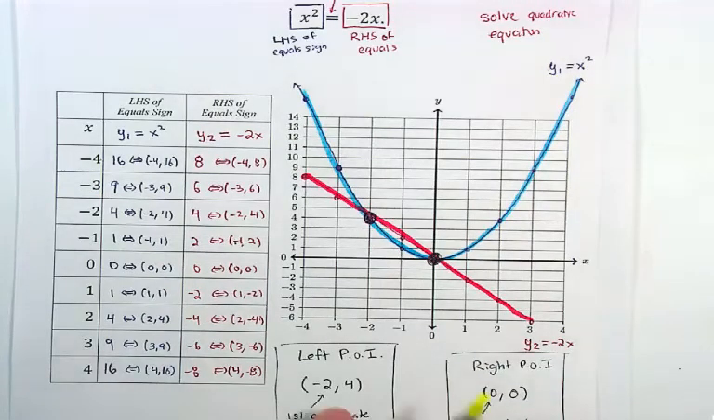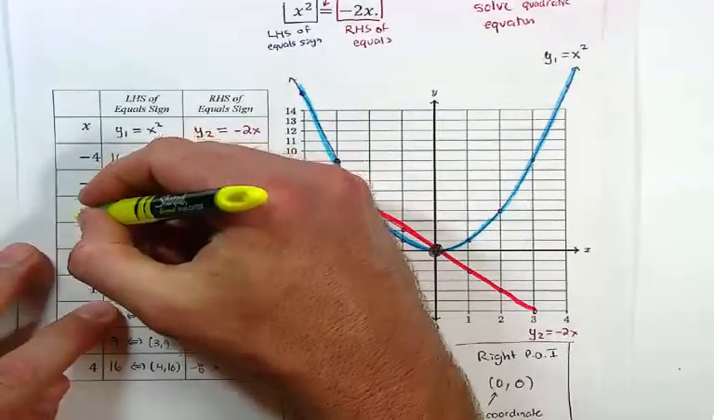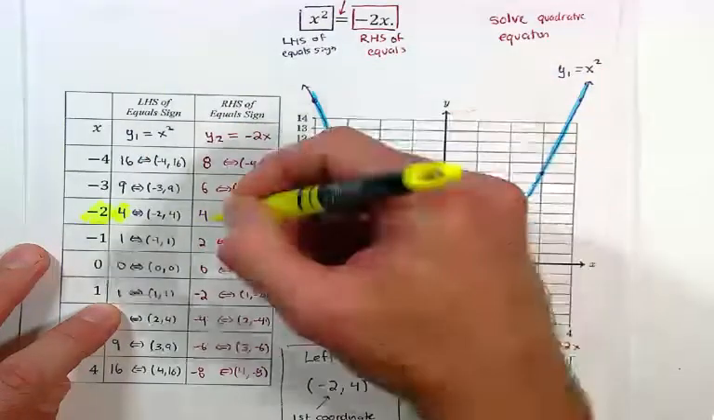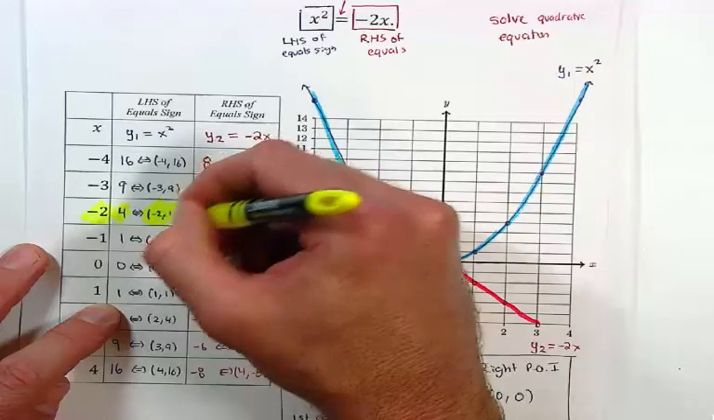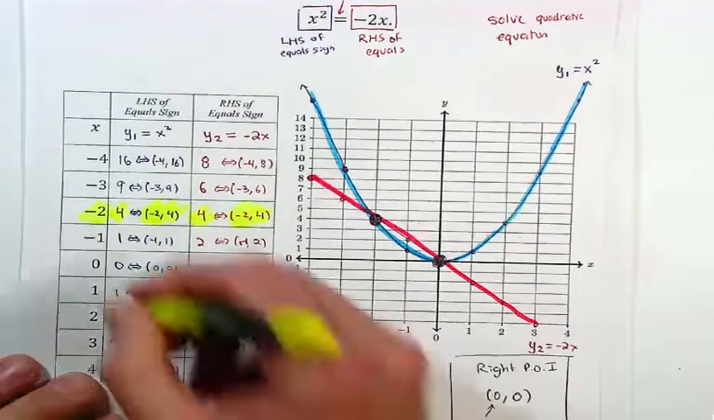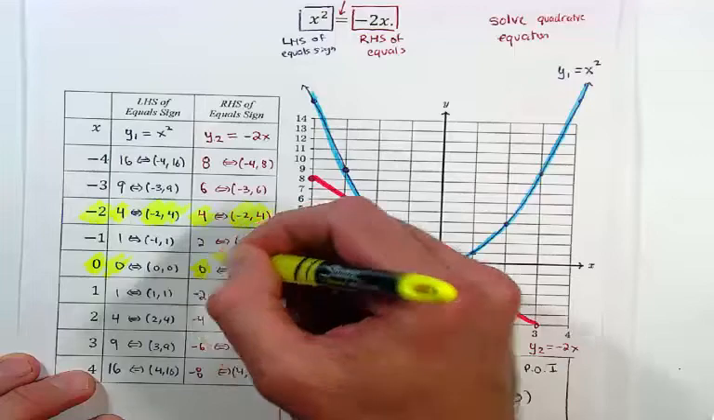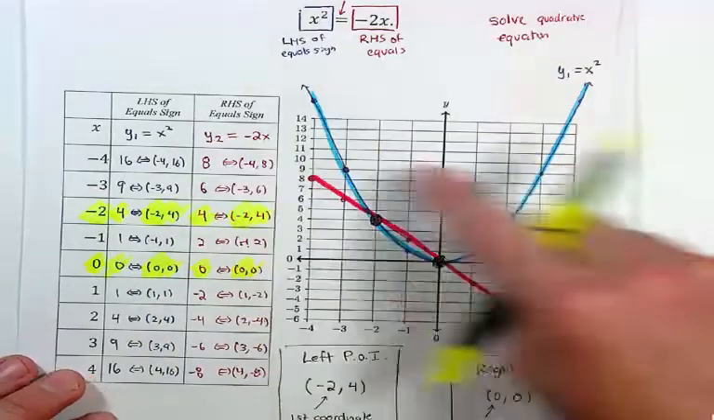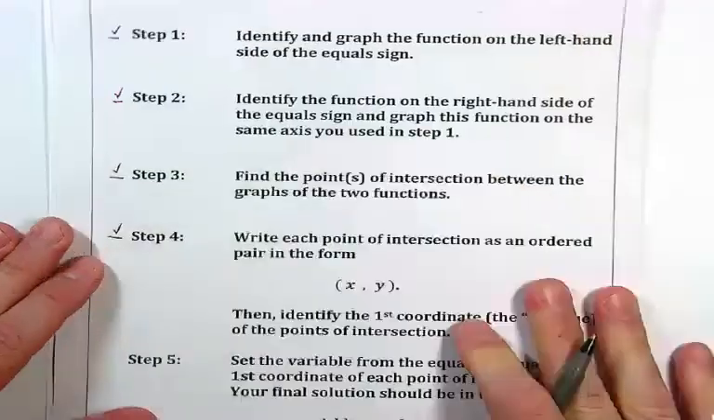We remind ourselves that we could have seen this same information from the table. The input negative 2 produces the output 4 in y1 and the output 4 in y2. In other words, the point negative 2 comma 4 is on both graphs. Similarly, the input 0 produces the same output on both graphs. This point 0 comma 0 is indeed on the blue and the red. We've now finished steps 3 and 4 of the graphical technique.